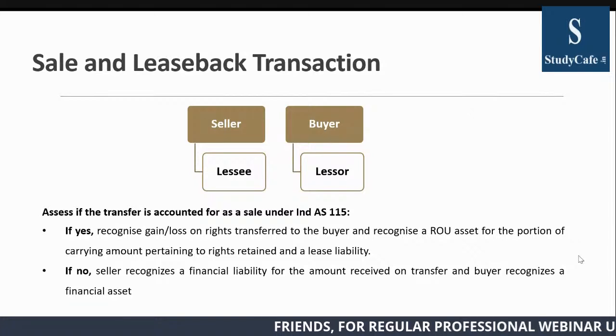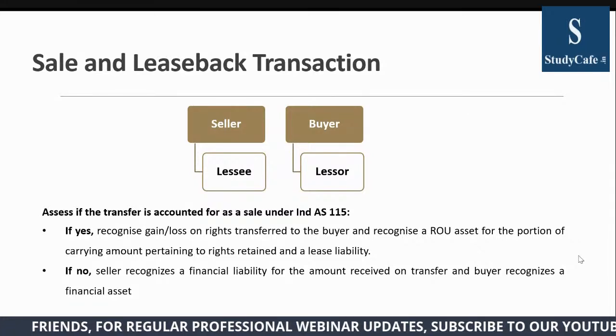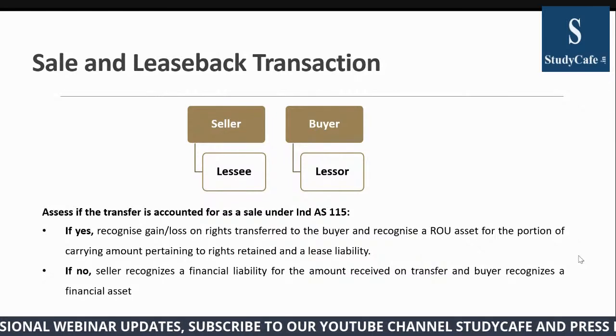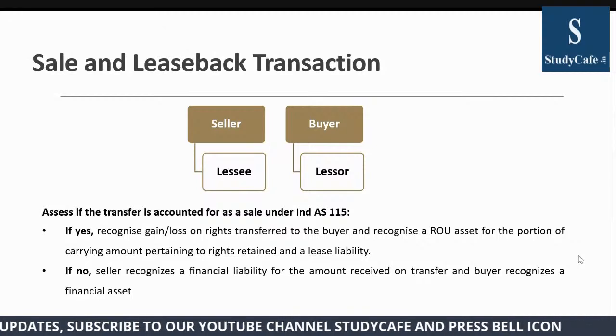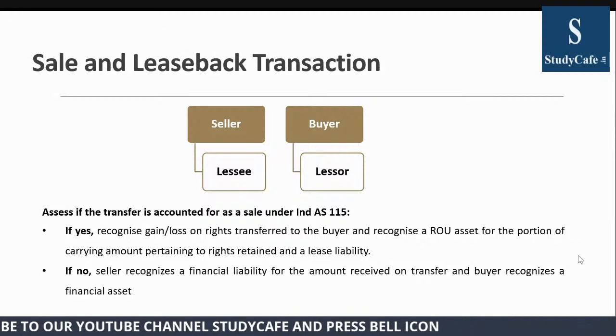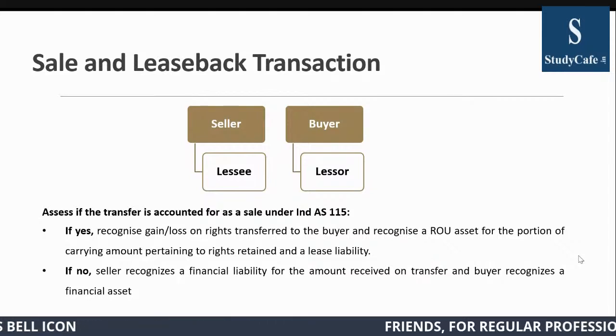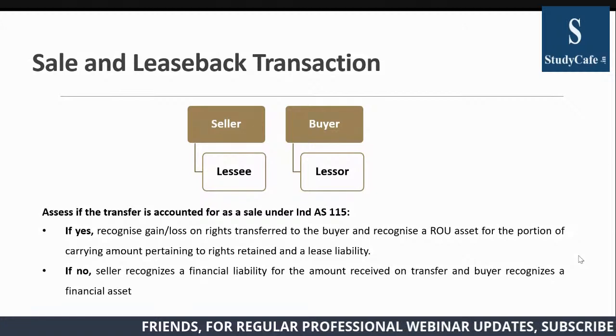Because there is now a bifurcation of the rights, a right that has actually been transferred and a right that has been retained in terms of the ROU asset. So the right that has been retained in terms of the ROU asset will be recognized as an asset, and a corresponding liability will be recognized. But for the rights that have been transferred, the seller will recognize a gain or loss in the P&L.